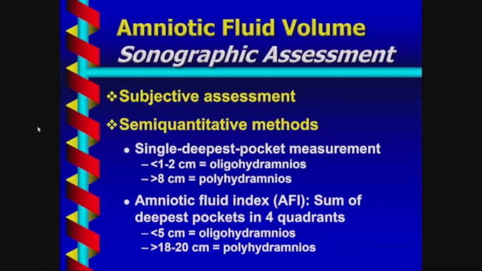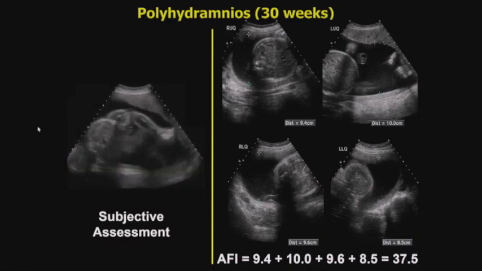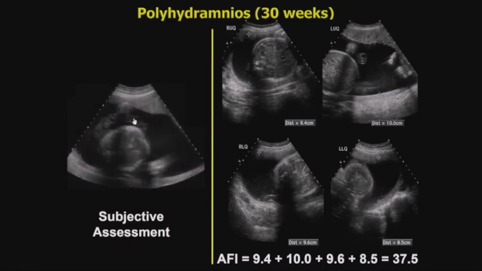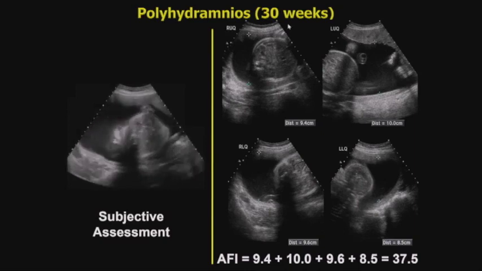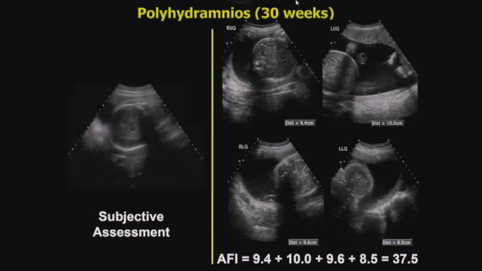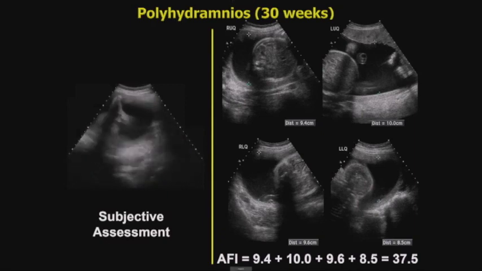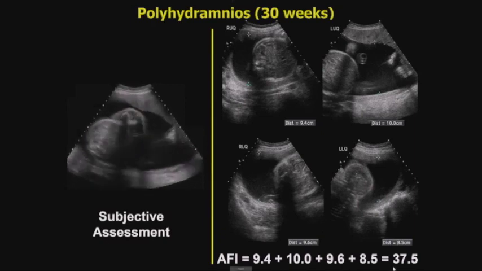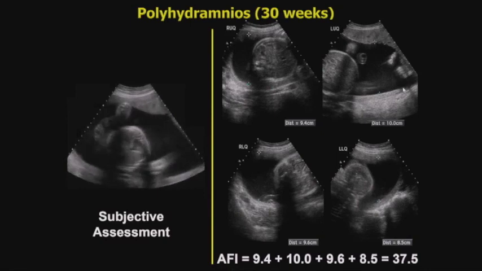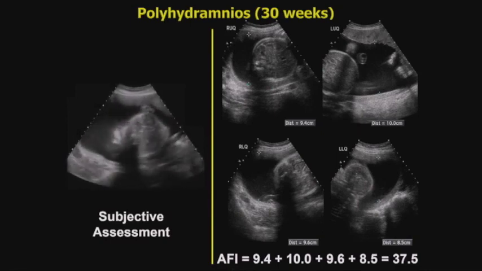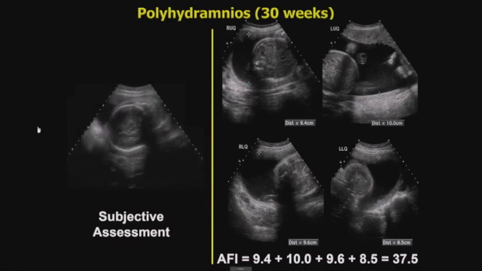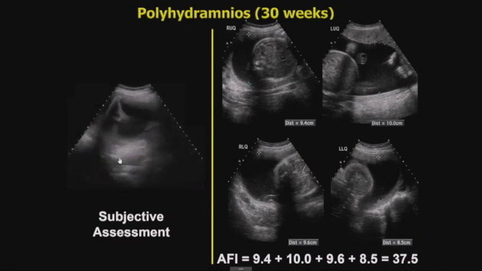Semi-quantitative methods include the single deepest pocket measurement or the amniotic fluid index, which is simply a sum of 4 different measurements. Here, subjectively, as we sweep through, it looks like there's too much fluid, and/or you can measure the amniotic fluid index at 37.5, which is high, or take the largest one of these, 10 millimeters, as the single deepest pocket. I have to say, in our own department, we rely solely on subjective measurements.